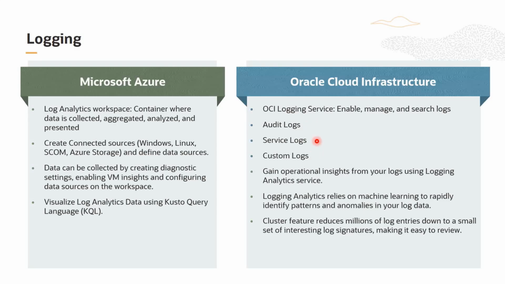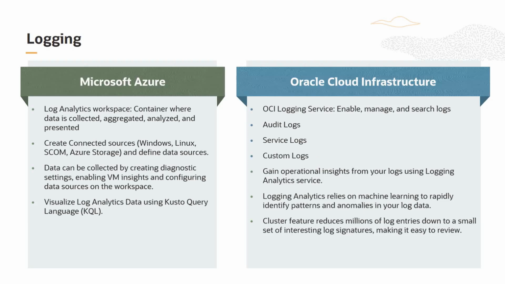The next is service logs. Service logs are emitted by OCI native services like API Gateway and Object Storage. Each of these services has a predefined logging category that you can enable or disable on your respective resources. Then there is a custom log that contains diagnostic information from custom applications, or it can be other cloud service providers or even an on-premise environment.